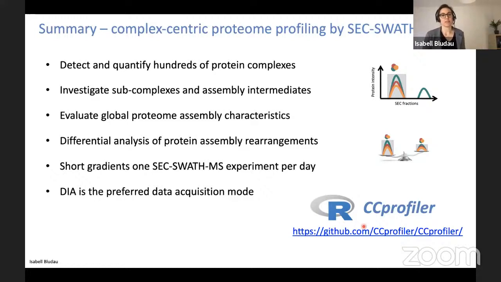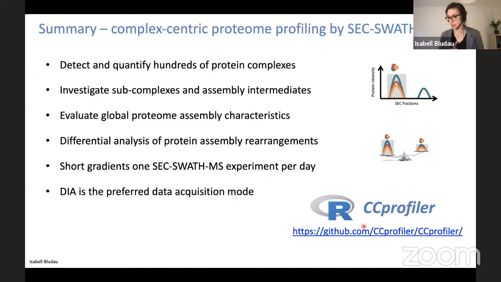And it also enables the investigation of subcomplexes and assembly intermediates, and to look at global assembly characteristics, such as changes in the assembled mass fraction. Furthermore, we can look at complexes differentially and look at rearrangements across conditions. And by using very short gradients, this allows us to measure a single experiment per day, making this much more scalable. And finally, I'd like to say, as mentioned before, that DIA really has some impact on the quality of the data that we can get.